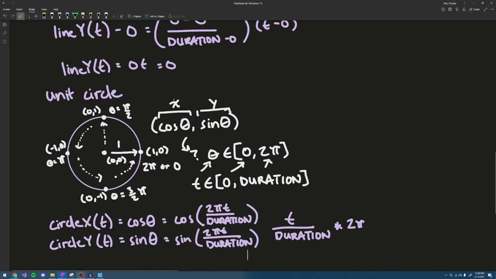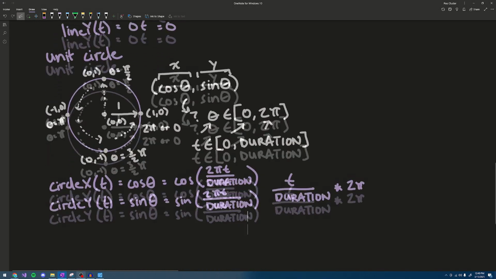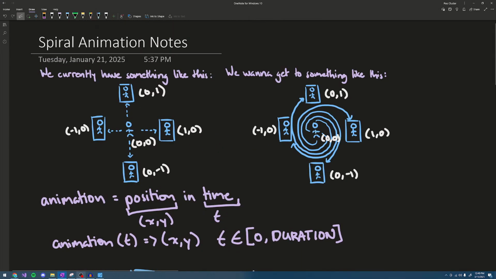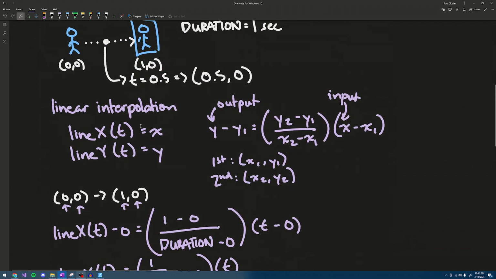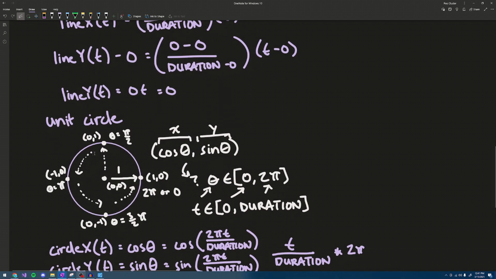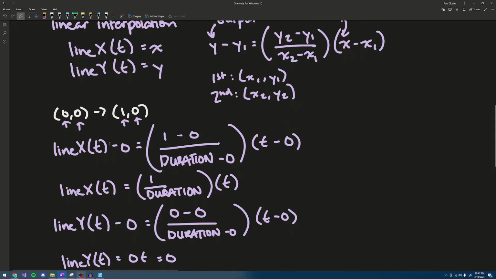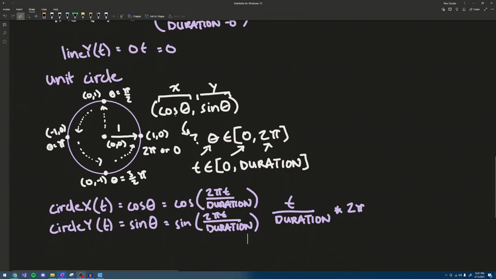Now, how do we actually combine these two together so that it makes sense for the spiral animation? If we look at it, as time is passing, we're making the circular motion as we're expanding outwards. So how does linear interpolation and unit circles do that? Well, the unit circle goes around the circle as such, and linear interpolation allows us to expand from the origin, making the spiral animation together.